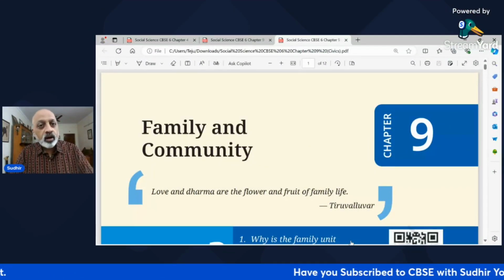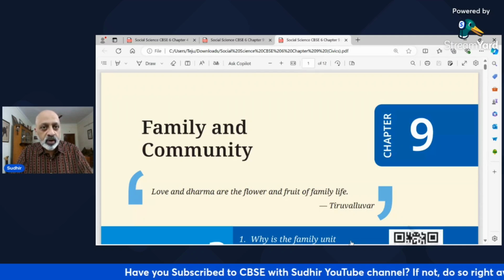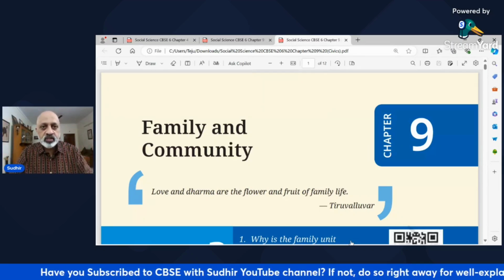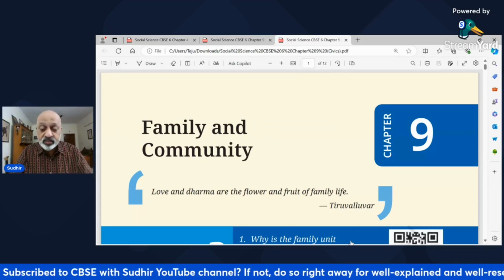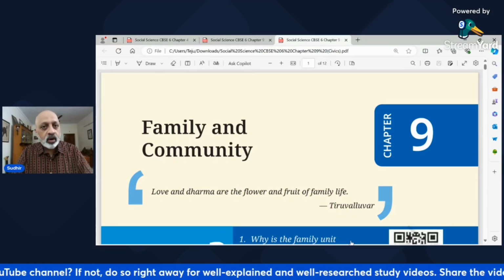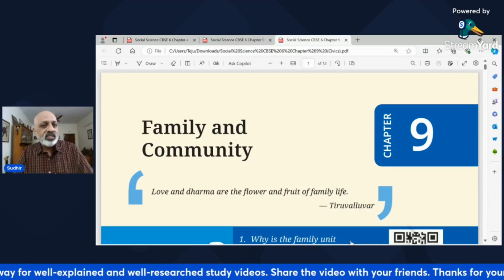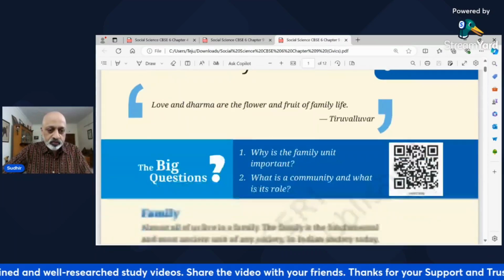Love and dharma are the flower and fruit of family life. Now, this was said by Tiruvalluvar, one of the famous and highly respected saints from Tamil Nadu in the southern part of the country. Now, what exactly do we mean when we say family and community?